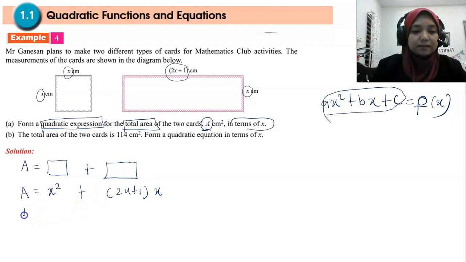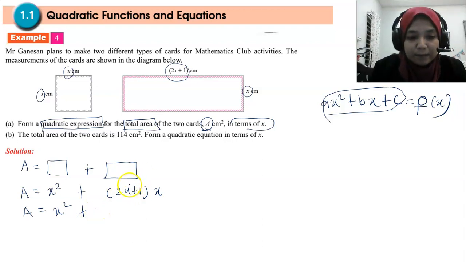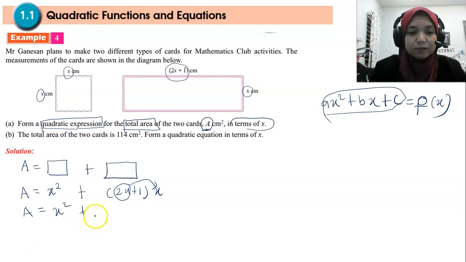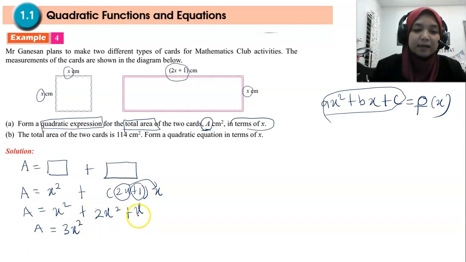So, simplify. X square plus, this one is multiply. How do you multiply? Who forgot? 2x times x equals 2x square. So, plus 1 times x is plus x. So, A equals x square plus 2x square, how? Coefficients only. 1 plus 2 is 3. 3x square.